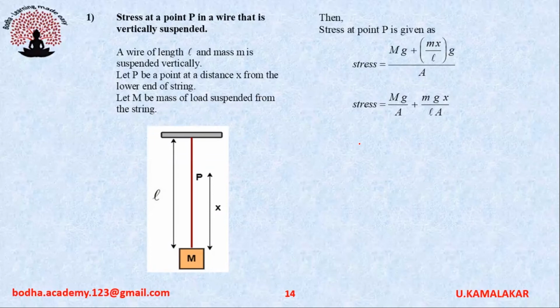Next topic. A wire of length L and mass M is suspended vertically. Let P be a point at a distance x from the lower end of the string. Let capital M be mass of load suspended from the string. Then stress at a point P is given as stress is equal to MG by A plus mgx divided by LA, where capital M is mass of the load and small m is mass of the string.